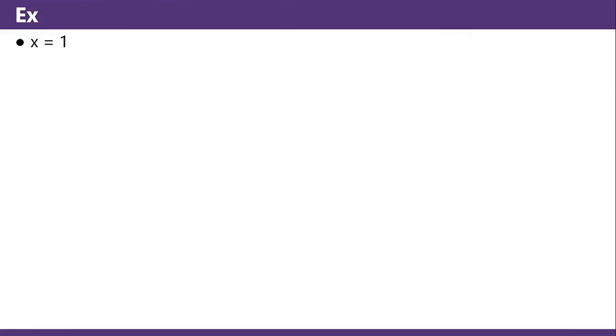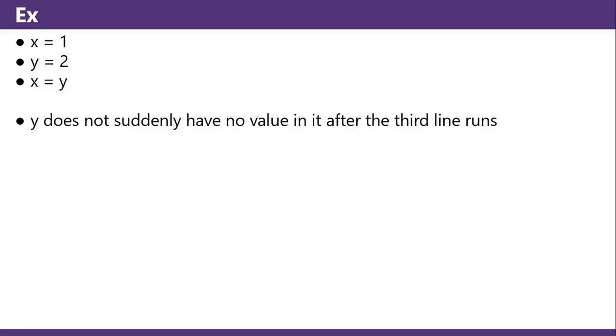Here's an example of some code. x = 1, y = 2, x = y. On that last line, y doesn't suddenly have no value in it. y's value is copied into x, so at that point, both x and y equal 2.